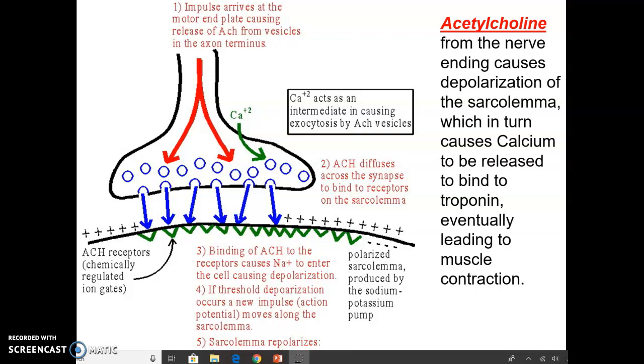When the brain sends an action potential to a nerve, and the nerve's action potential travels all the way down to that neuromuscular junction where the nerve is touching that muscle, basically, it releases acetylcholine. Acetylcholine causes depolarization of the cell membrane, the muscle cell membrane, the sarcolemma.